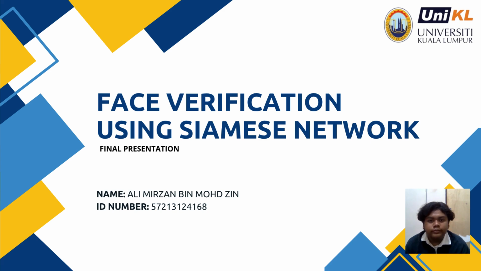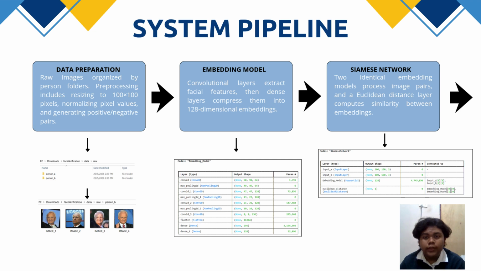Okay, next. For the complete system pipeline, we start with data preparation, where the raw images are organized into folders by person. Each image is resized to 100 by 100 pixels, normalized, and paired into positive and negative examples.